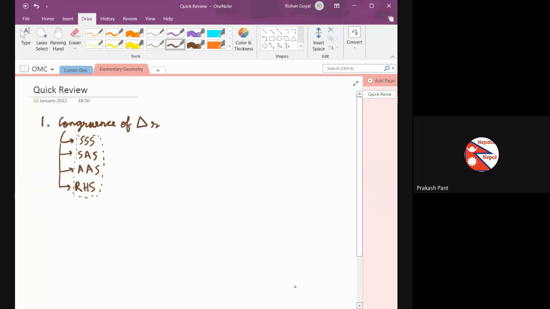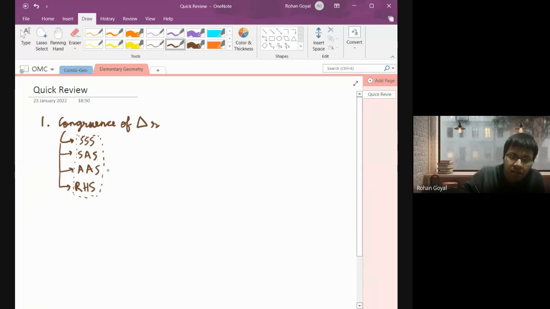ASA. ASA or AAS are the same thing, just because of the angle sum of a triangle. What do you call it? What is the term they teach you in school? Right, the angle sum property of a triangle.